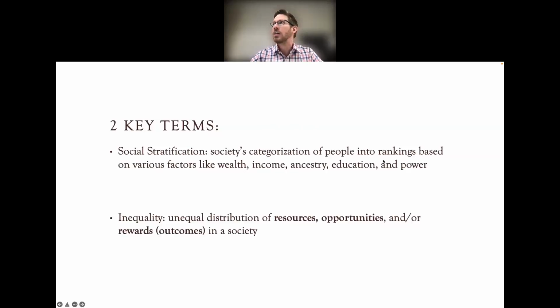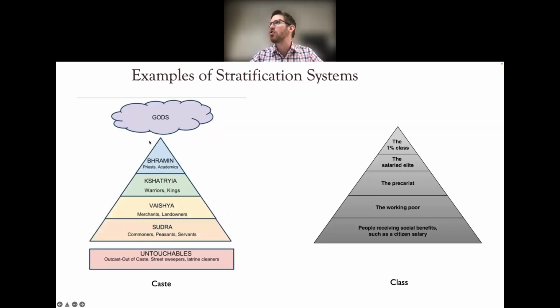other things. Before we get to that, though, we are going to visualize some aspects of stratification and income inequality today. So here are two examples of stratification systems. First, on the left, we have the caste system. A caste is mostly based on one's family or ancestry.